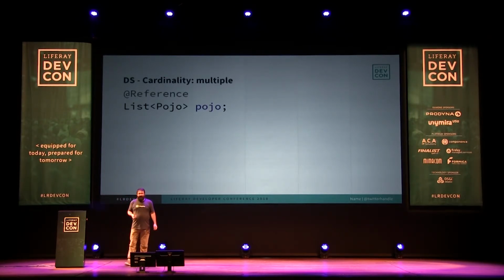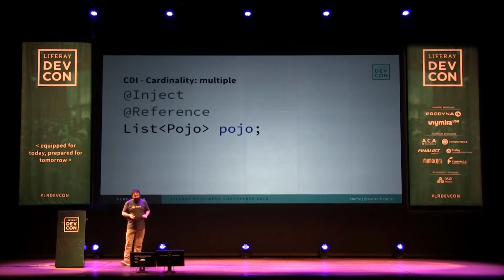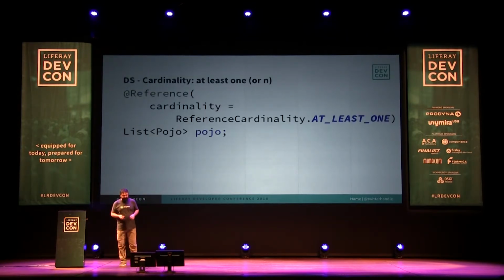And multiple cardinality. If you've ever used that, it's very useful when you have multiple. This is like the listener model. You have multiple listeners and you need to iterate over them, something like that. You want to get all of the implementations that are in the service registry, and you could do this in DS just by having a field of type List of the service type that you're interested in. Very nice. CDI multiple cardinality is the same. @Inject, @Reference, List of POJOs.